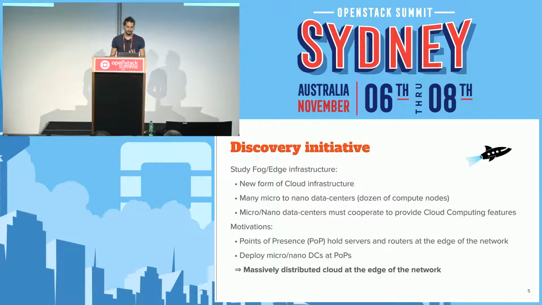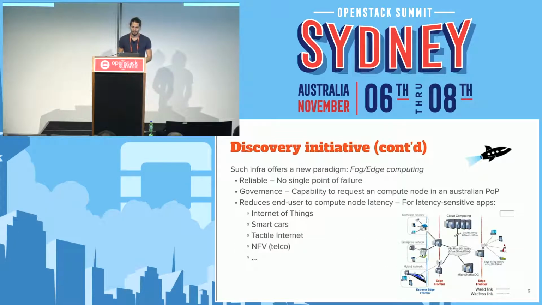So what motivated us is that points of presence, POPs, are communication facilities that typically hold servers and routers at the edge of the network backbone. POPs are good candidates to hold micro data centers, the micro data centers that are required in a fog infrastructure. So the goal of the Discovery project is to build such a massively distributed cloud at the edge of the network. Such infrastructure offers a new paradigm called fog computing.